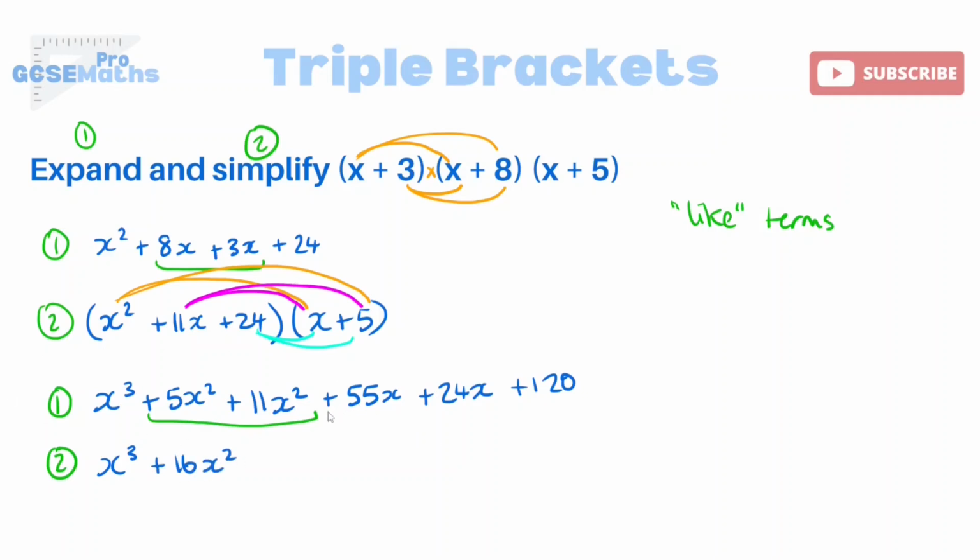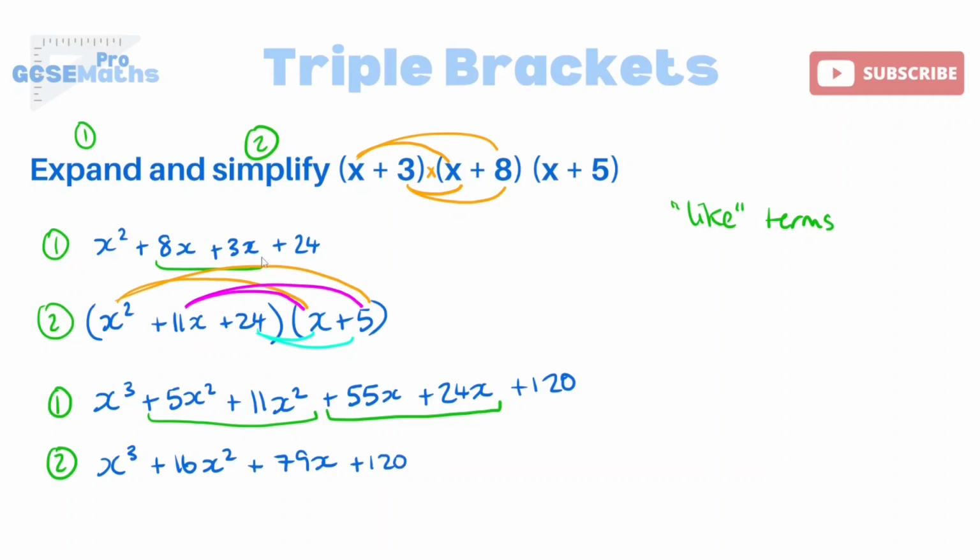Then again, if you move on to the next thing, you can see we've got some more like terms. We've got 55x and 24x. They're both something x, so I can add those together. Okay, so I get plus 79x. And finally, you can see the 120 on the end is just on its own, so that doesn't have any other like terms to simplify.